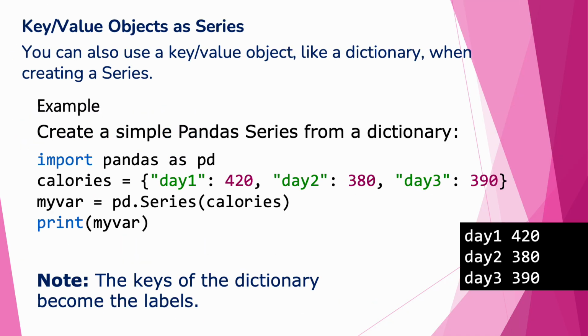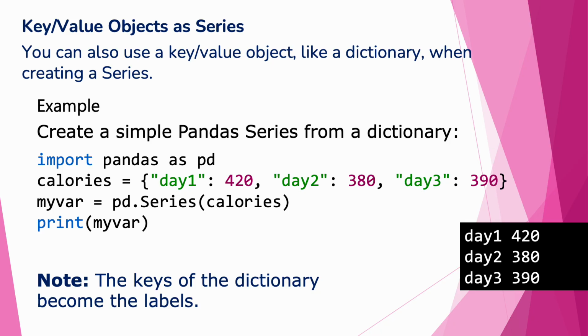Now we can also go for the labels, just like a dictionary. So we'll just see how it is happening here. Here we have a dictionary known as calories, with day 1, day 2, day 3. This is the key and this is the value. And here you're going to create the series with this array.